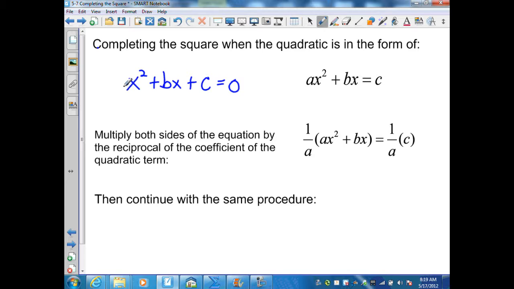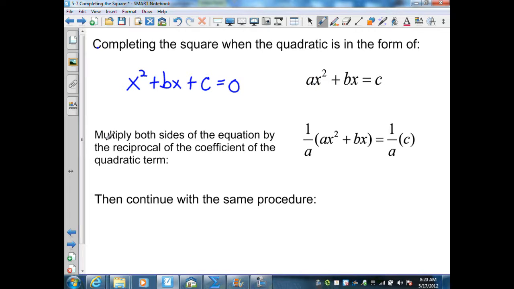In this section, we're going to work with the form of ax squared plus bx equals c. In other words, what we're going to first do is isolate our constant on one side of the equation. So we're going to add or subtract our constant to get it on the other side. But my real concern is the coefficient of my quadratic term is not a positive 1. And we need to get this coefficient of my quadratic term to be a positive 1.